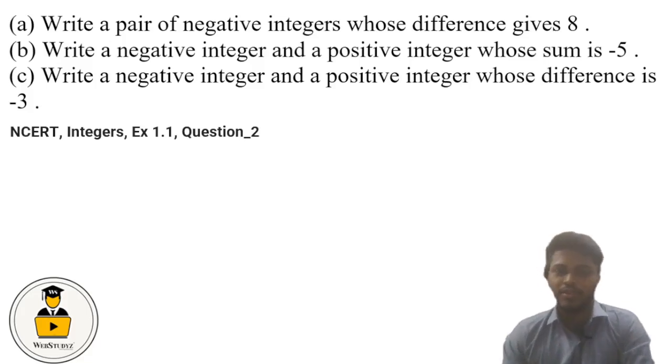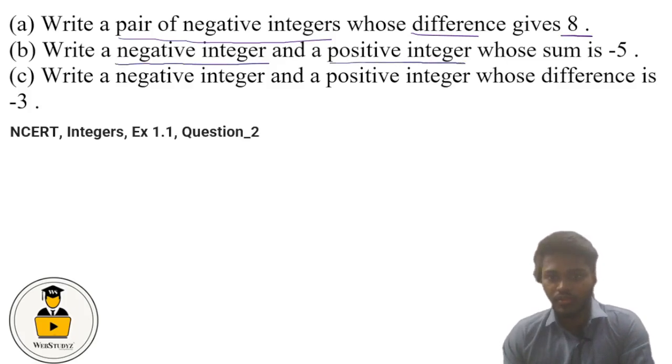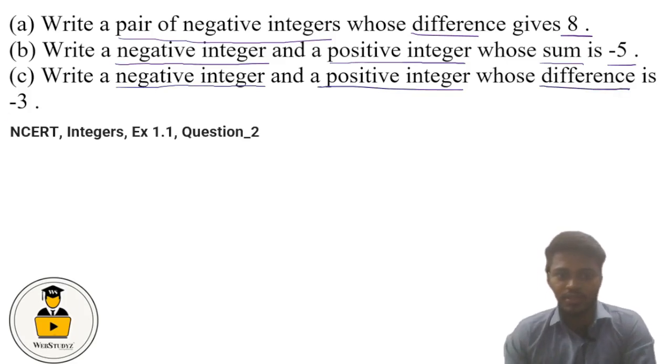Hello students, let us read this question. Question A says, write a pair of negative integers whose difference gives 8. Question B says, write a negative integer and a positive integer whose sum is minus 5. And question C says, write a negative integer and a positive integer whose difference is minus 3.